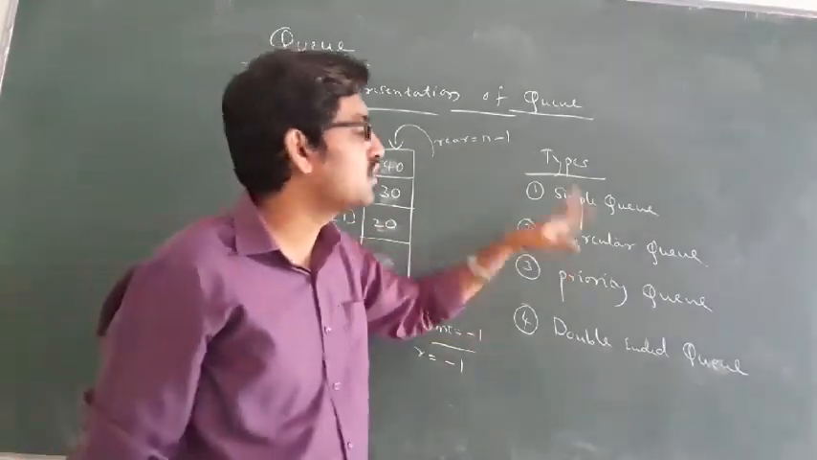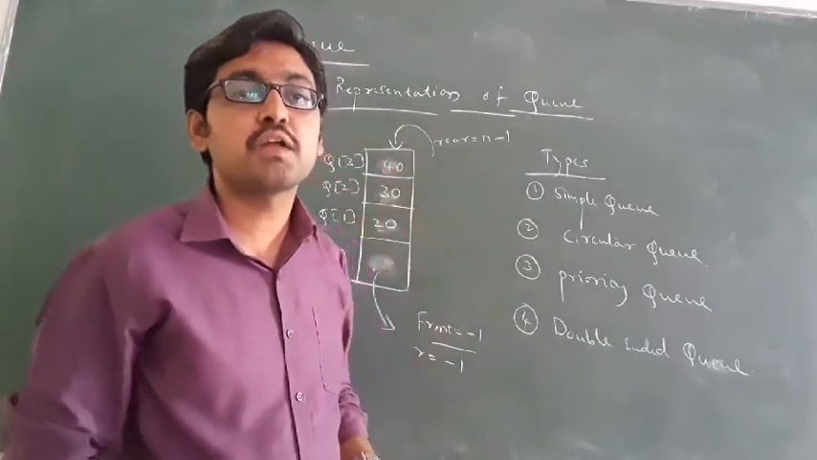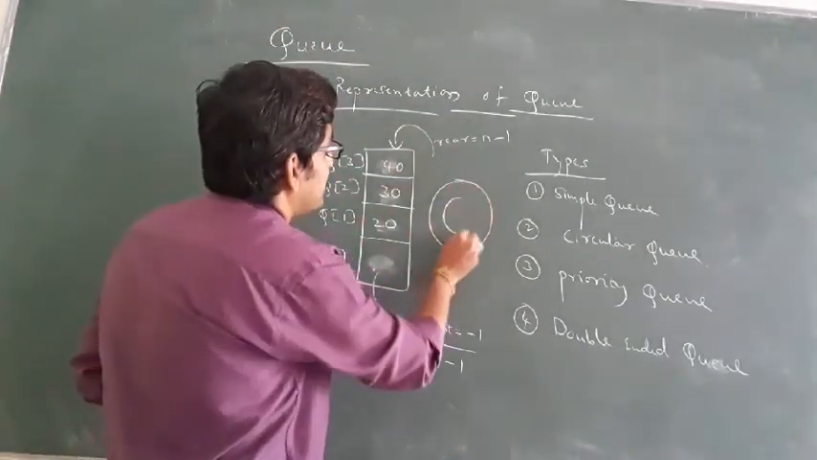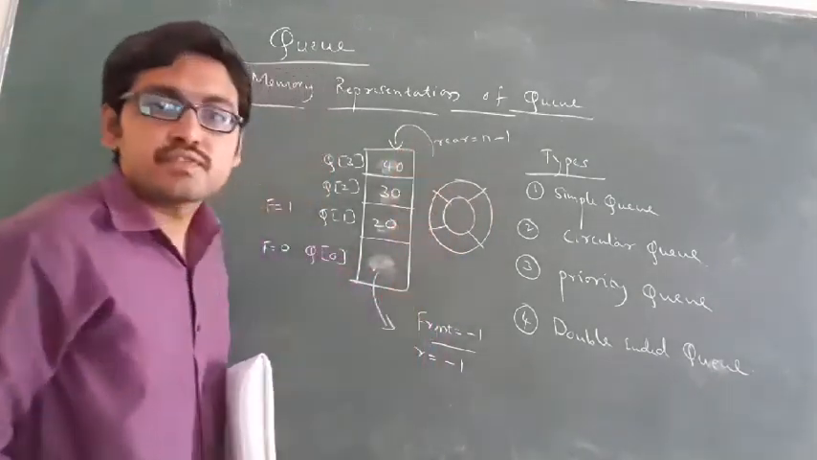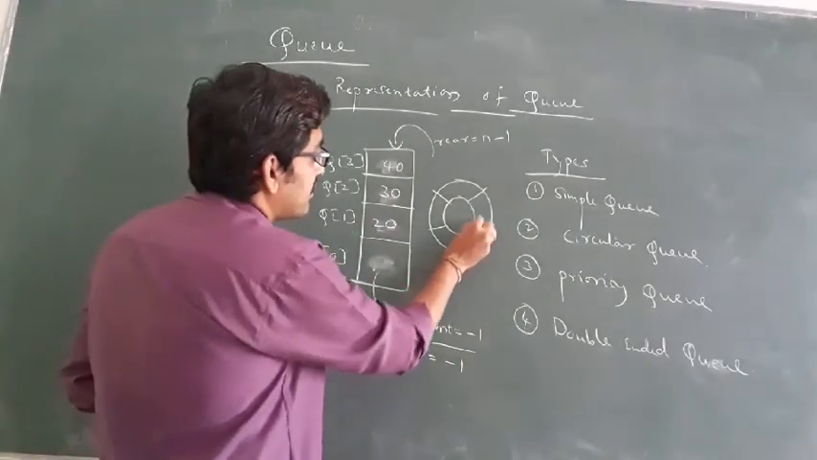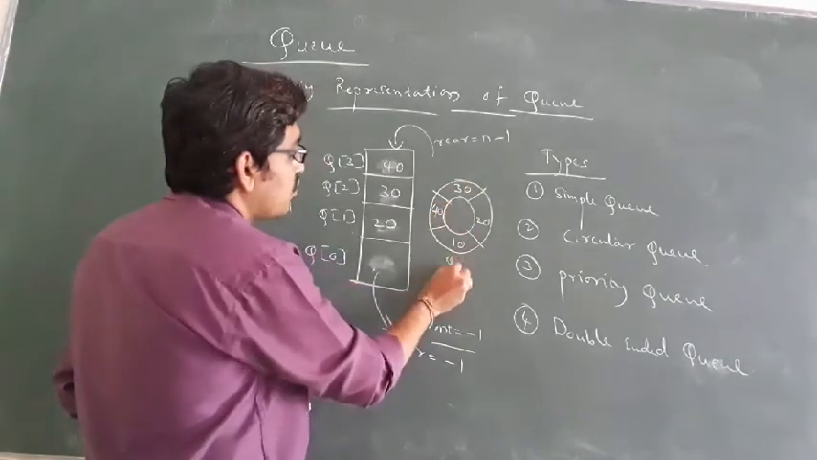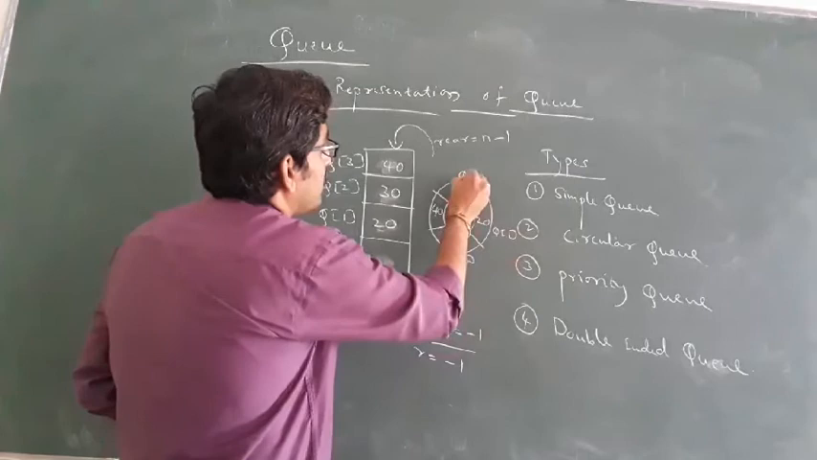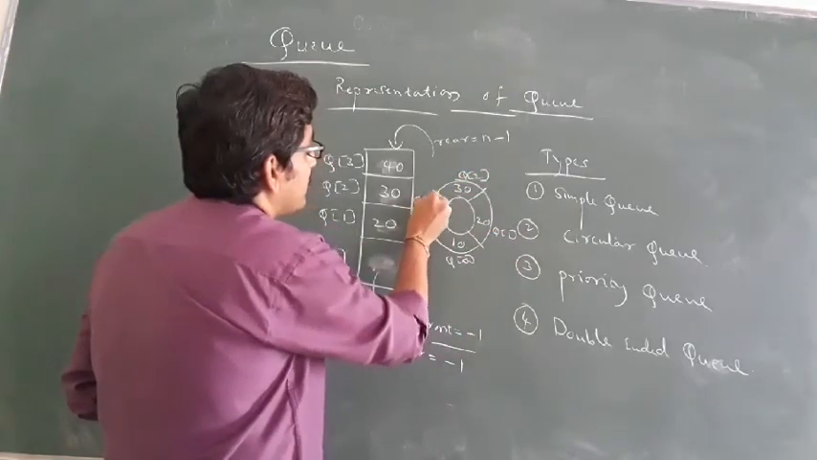Then what is a circular queue? It is in a circular manner. This queue will be in a circular manner. See, for example, this is a circular queue. Here I am inserting first 10, 20, 30, then 40. 10 in queue of 0, this is queue of 1, queue of 2.